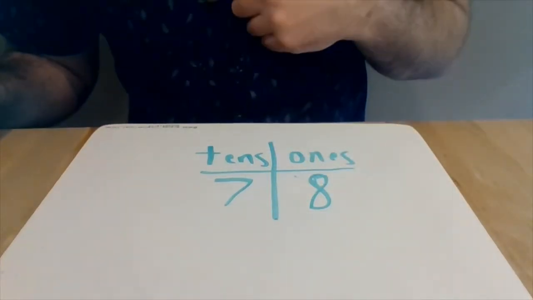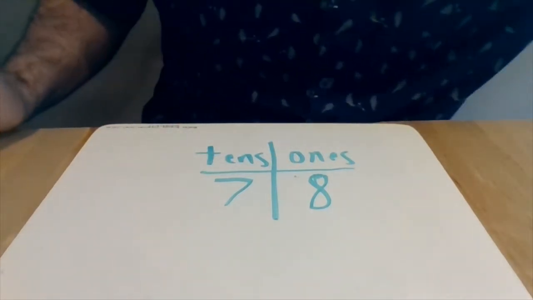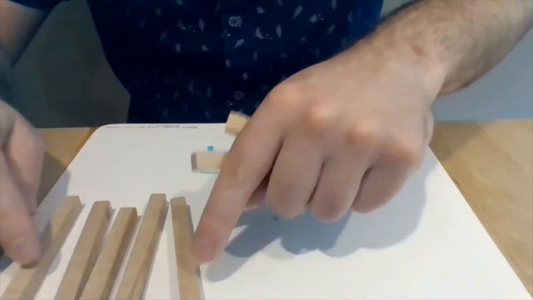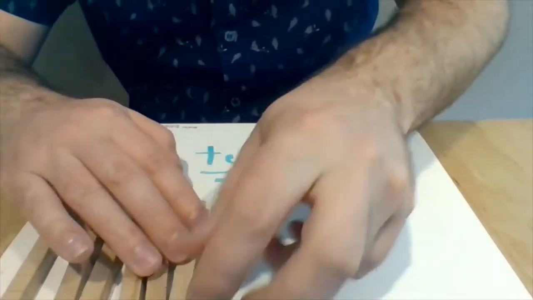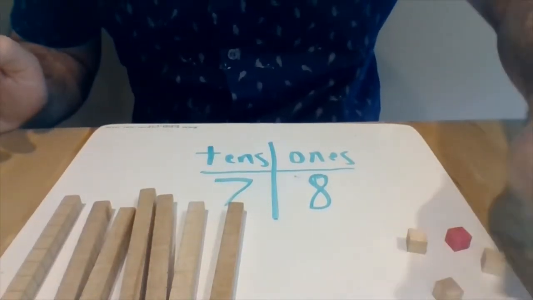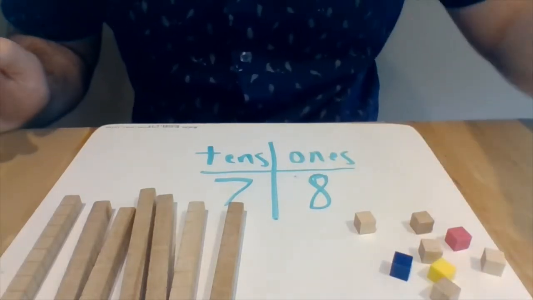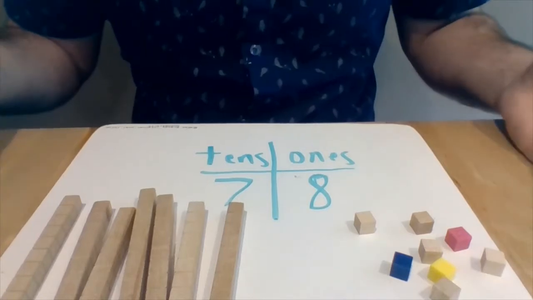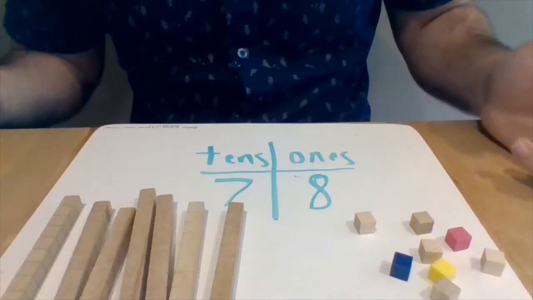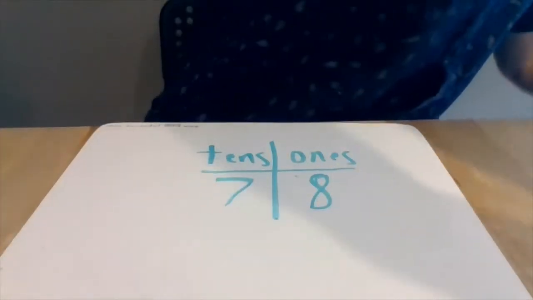I'm going to need 7 tens and 8 ones. 1, 2, 3, 4, 5, 6, 7, and 8 ones. 2, 3, 4, 5, 6, 7, 8. 78. And if I mix it up, it's going to change it. Like if I did the 8 as tens, then it's going to be 87 and not 78. So it's important to pay attention to it.